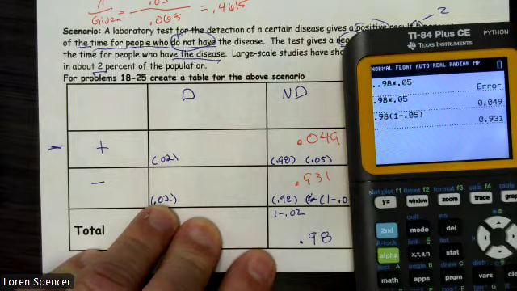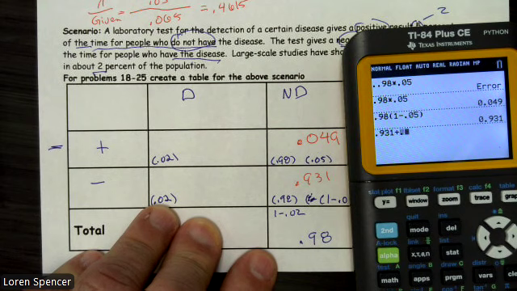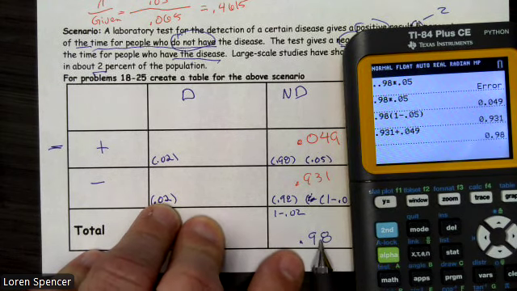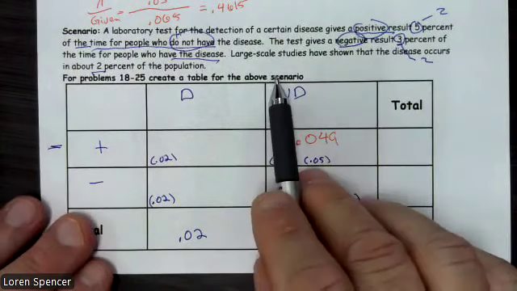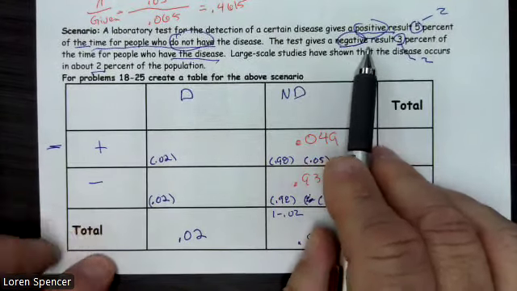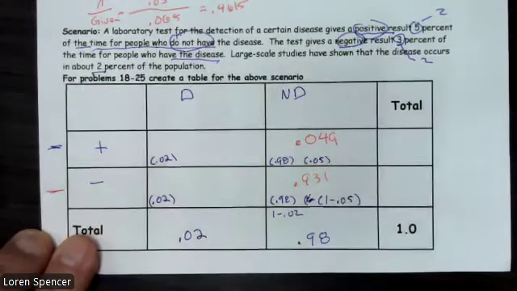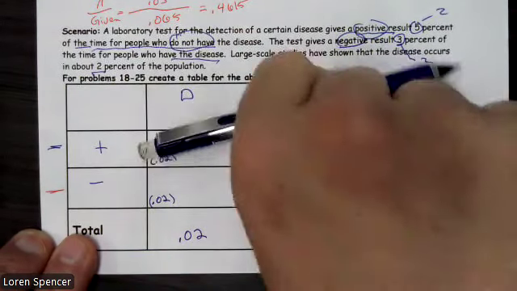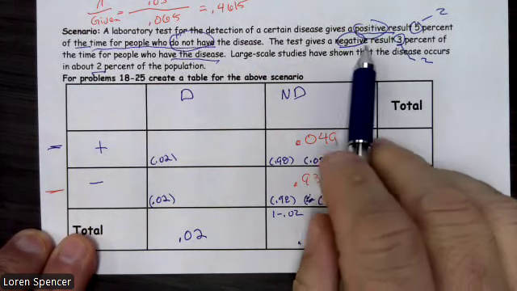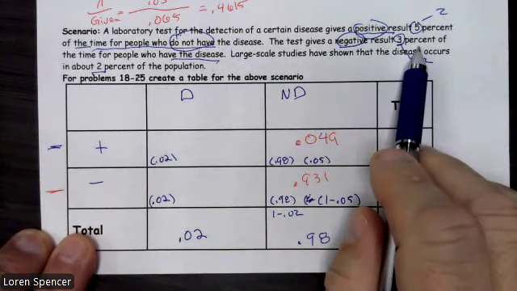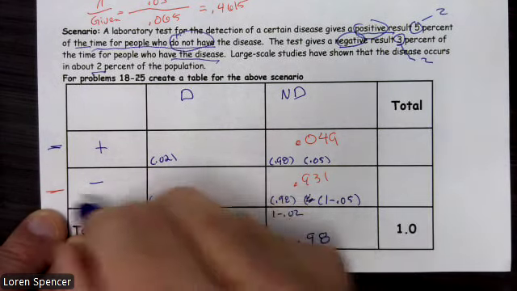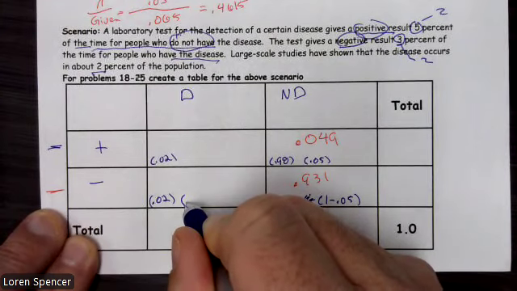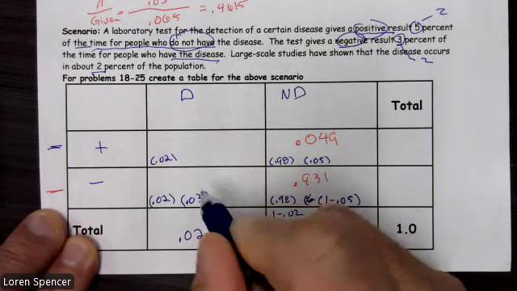Let's add up those two numbers, to make sure that they add up to 0.98. So 0.931 plus 0.049 equals 0.98. So I feel pretty good that I did that correctly. All right, the test gives a negative result, so now I'm looking at this negative row. A negative result 3% of the time for people who have the disease. So negative and has the disease is right here.